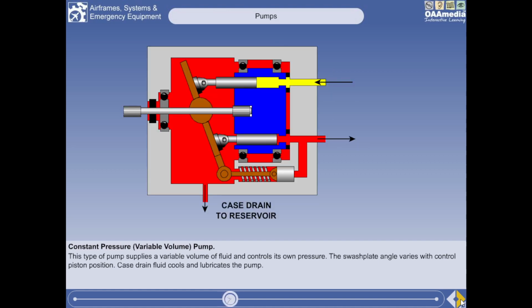The entire assembly is enclosed in a case which is filled with hydraulic fluid, cooling the pump, before it is returned to the reservoir by an independent pipeline. This oil is known as case drain fluid. The condition of the case drain filters are good indicators of the condition of the pump.